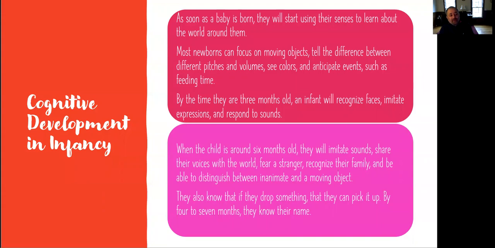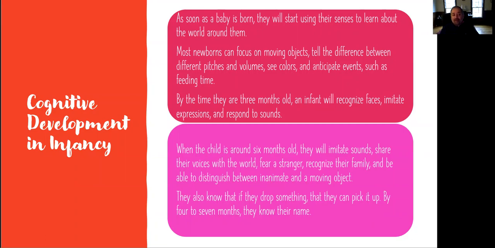Cognitive development theory in infancy. So we're going to go back into the infant age. As soon as the baby is born, they will start to use their senses to learn about the world around them. Most newborns can focus on moving objects, tell the difference between sounds, pitches, and volumes. They see colors, and they anticipate events such as feeding time.